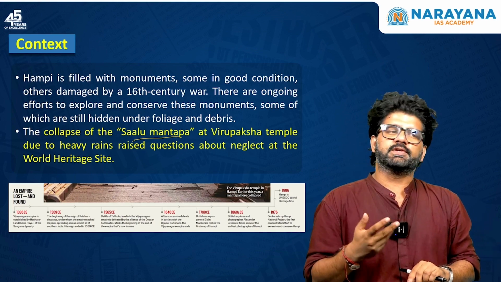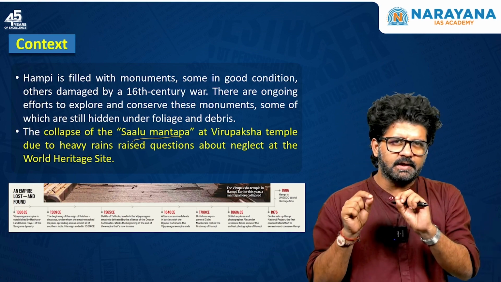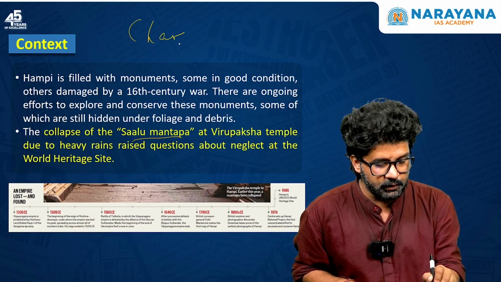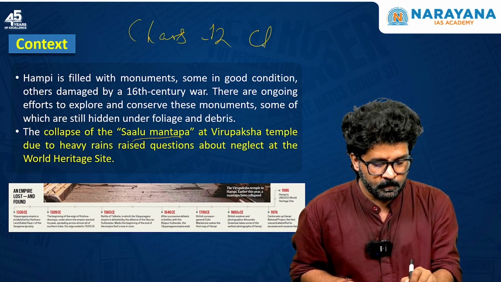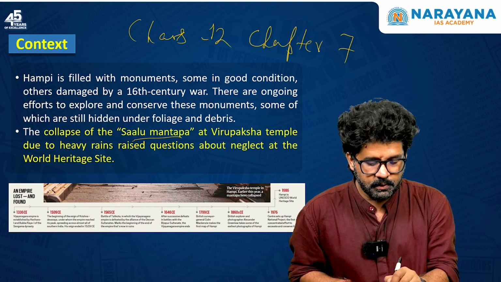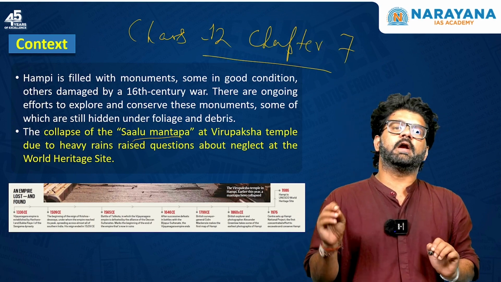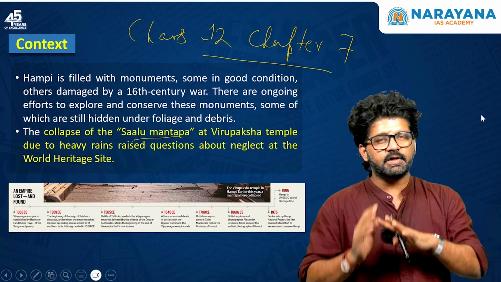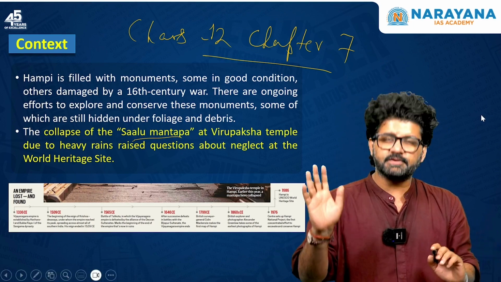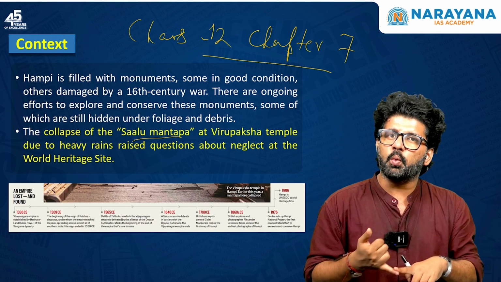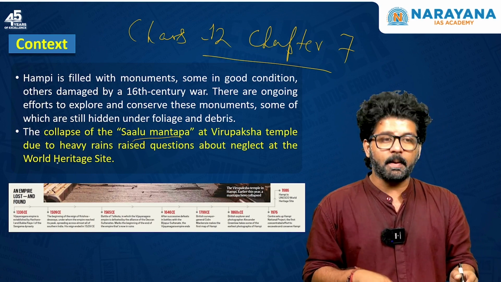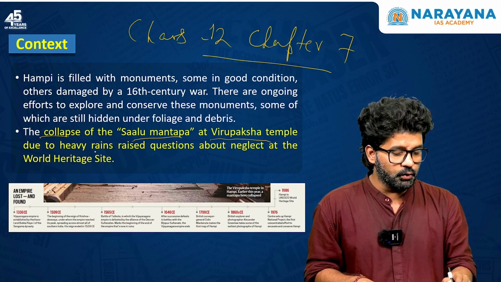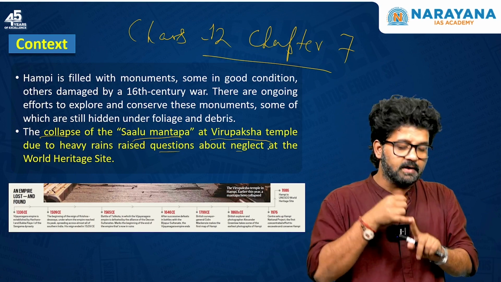Plus, I would also suggest you read one particular NCERT chapter from the new NCERT, that is class 12, chapter 7. After you are done with this article, please open your new NCERT, class 12, chapter 7, and read that chapter because the Vijayanagar Empire is very important. Hampi is filled with monuments, it is a UNESCO World Heritage Site, but still there has been a collapse of the Salu Mantapa at the Virupaksha temple due to heavy rains, which raised questions about neglect at the World Heritage Site.